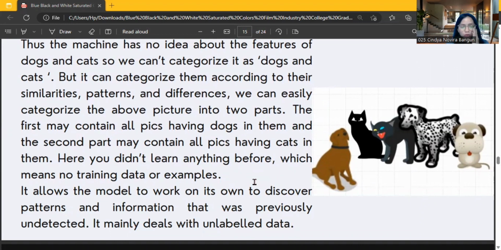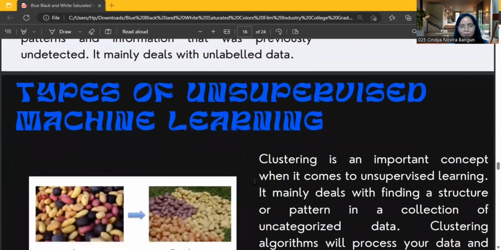It allows the model to work on its own to discover patterns and information that was previously undetected. It mainly deals with unlabeled data. Types of unsupervised machine learning.